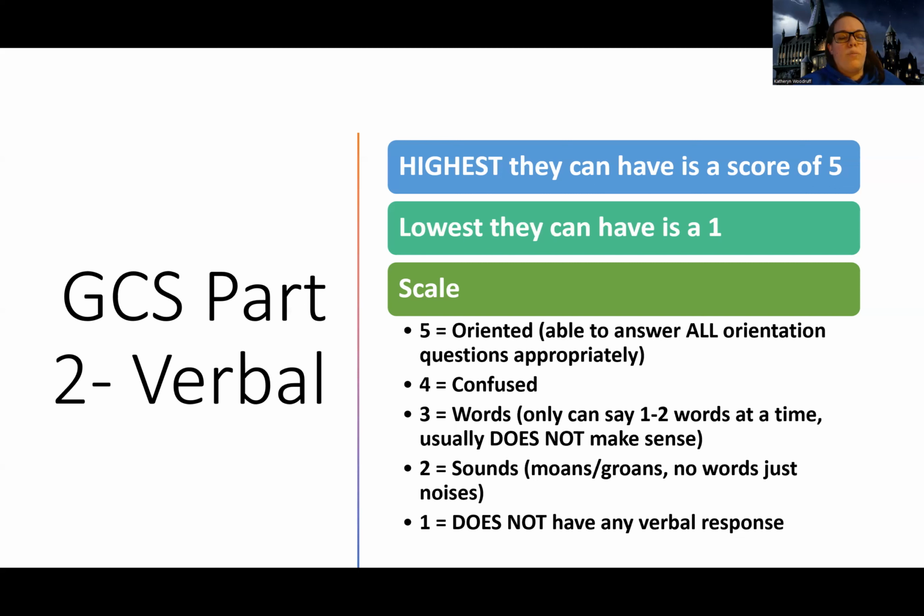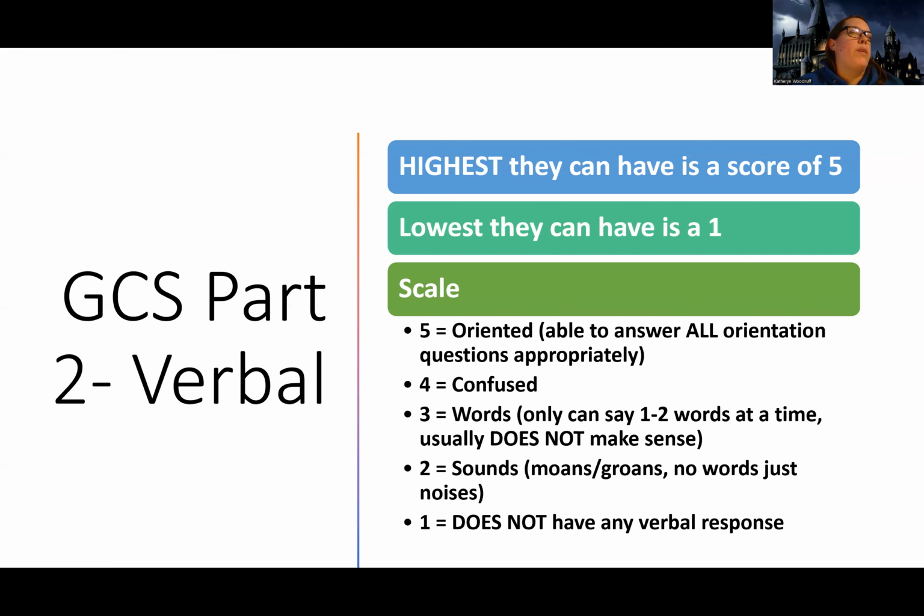A 3 is words. The difference between a 4 and a 3 is that a 4 is someone who can speak to me just like I'm speaking to you, but they're not making sense. It doesn't mean they have to be as verbose as I am, but they have the ability to try to answer questions. Someone that's a 3 only has a couple of words at a time, like hungry or sleepy, and most of the time it doesn't make sense. A phrase like "what's going on" would be more like confused.